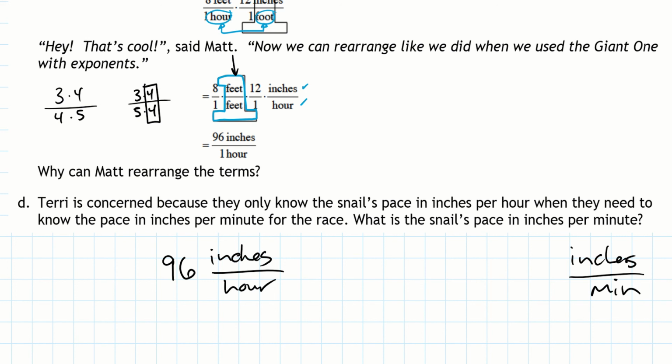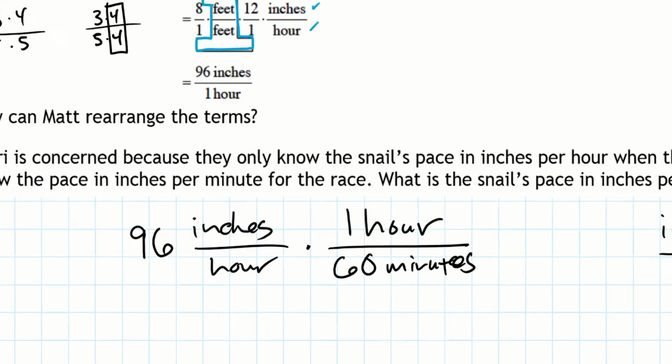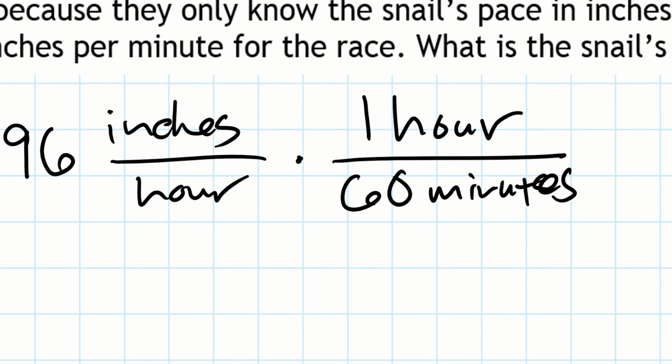Well, again, one of the giant ones that we talked about was the fact that if I have 1 hour, that is the same as 60 minutes. And if you look at how I wrote that, it was not an accident that I decided to place my hours in the numerator here. The reason why I put hours in this numerator was because I had inches per hour over here, and I wanted the hour over hour to form a giant one. So this thing that I've highlighted in this reddish color is a one.